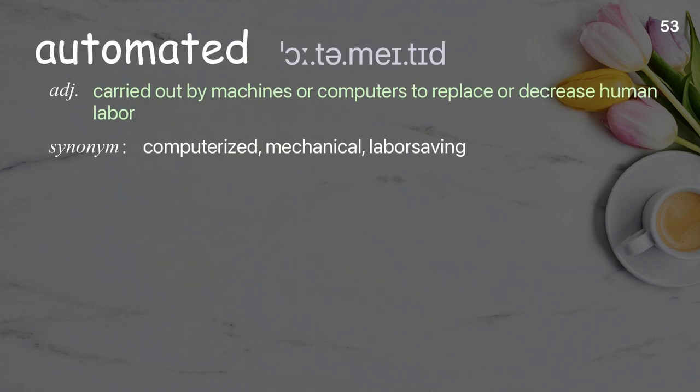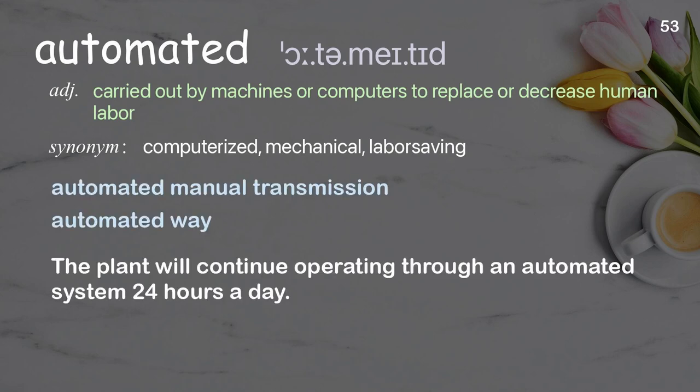Automated: carried out by machines or computers to replace or decrease human labor. Examples: automated manual transmission, automated way. The plant will continue operating through an automated system 24 hours a day.